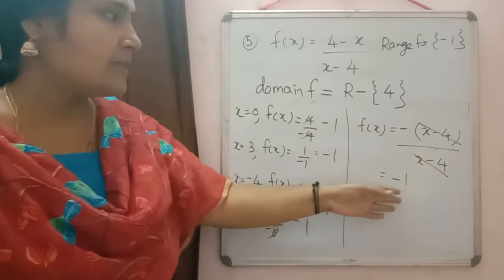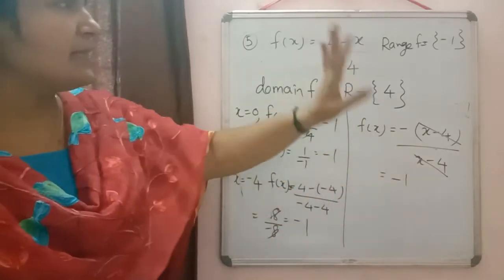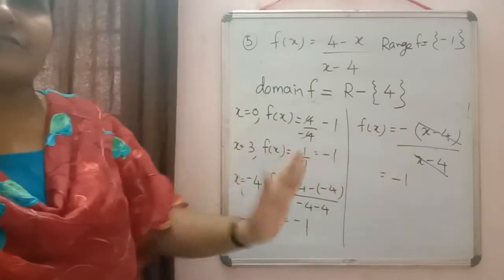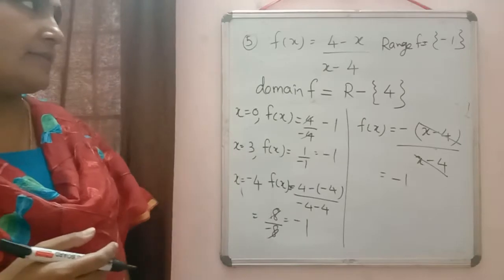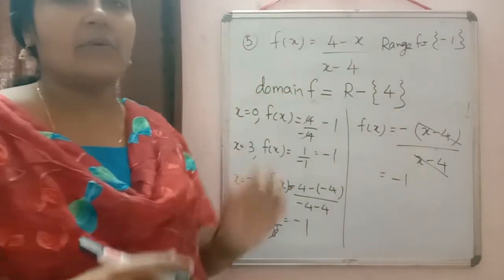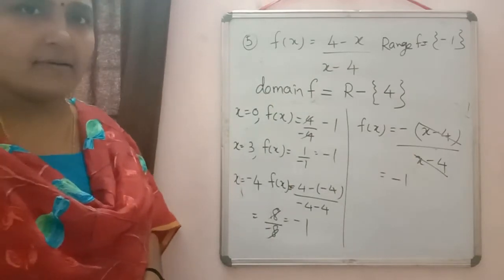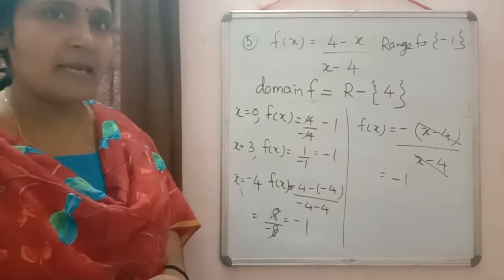So here there is no x. Whatever be the value of x, f of x will be a constant number, and that constant is equal to minus 1. So again in this case also we are getting the range of f is equal to minus 1. So now I think these concepts are clear to you, how to find out the domain and range.